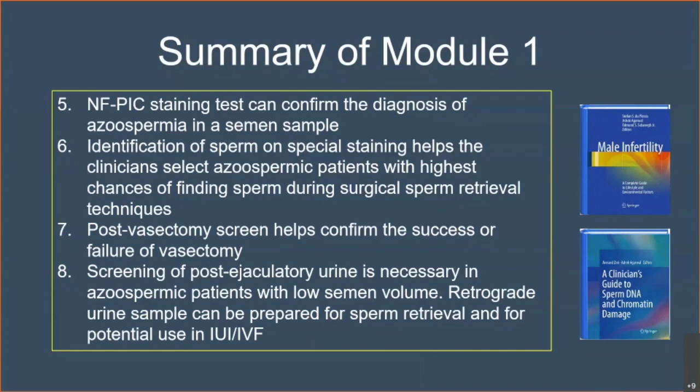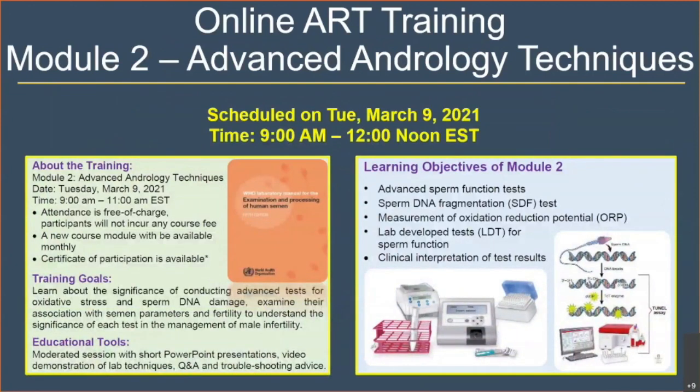Next is the test on post-vasectomy screen. This was covered by Dr. Gupta. It can help confirm the success or failure of vasectomy, and this is very important, where you heard various scenarios from Dr. Neil. Screening of post-ejaculatory urine is necessary in azoospermic patients with low semen volume, and a retrograde urine sample can be prepared for sperm retrieval and for potential use in intrauterine insemination and conventional in vitro fertilization. So we heard these various things.